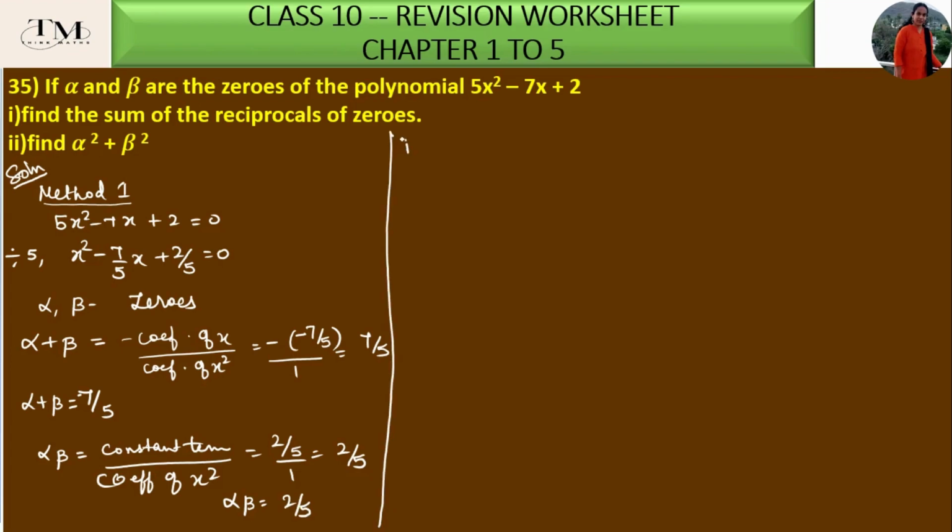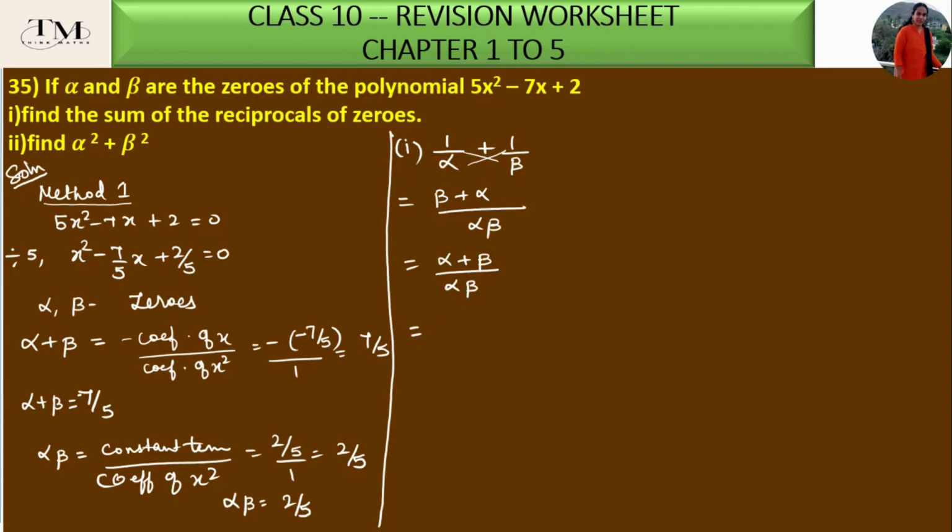So for the first one, we have the sum of the reciprocals of zeros. Sum means addition. So what is the reciprocal of the zeros? The zero is alpha, so the reciprocal of alpha is 1 by alpha. Reciprocal of beta is 1 by beta. So let us take alpha beta as LCM and cross multiply. So it is beta plus alpha, which can be written as alpha plus beta divided by alpha beta.